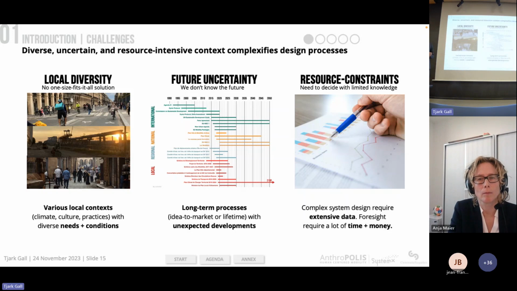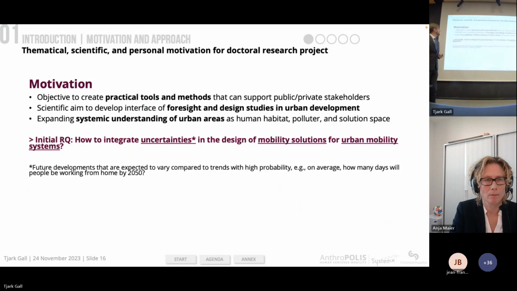And the final one is resource constraints. So whatever we want to do, we cannot do it with unlimited time, unlimited money. So the question is, how can we do that? And how can we try to bring these 3 together? That summarizes a little bit the justification behind the work.